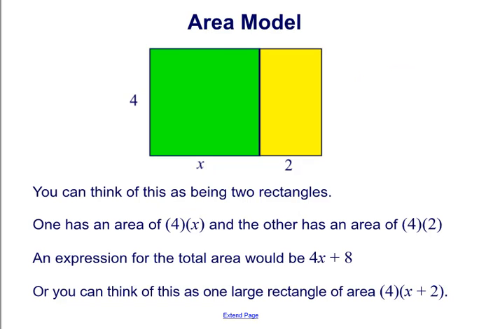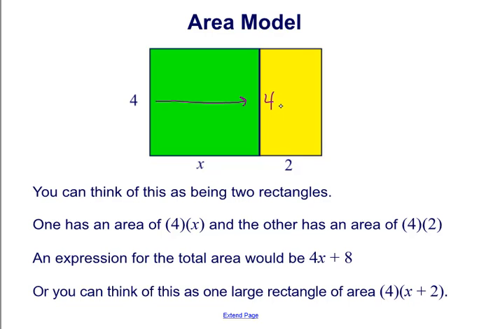Well, we can think of this rectangle as actually being two different rectangles. We have this green rectangle and this yellow rectangle. The green rectangle has an area of 4 times x, or 4x, because the area of a rectangle is the length times width, and there's a length and a width of 4 and x. The other rectangle that's yellow would have an area of 4 times 2, because we can carry over this width of 4 for the yellow rectangle. It's the same as the green rectangle, but now there's a width of 2.